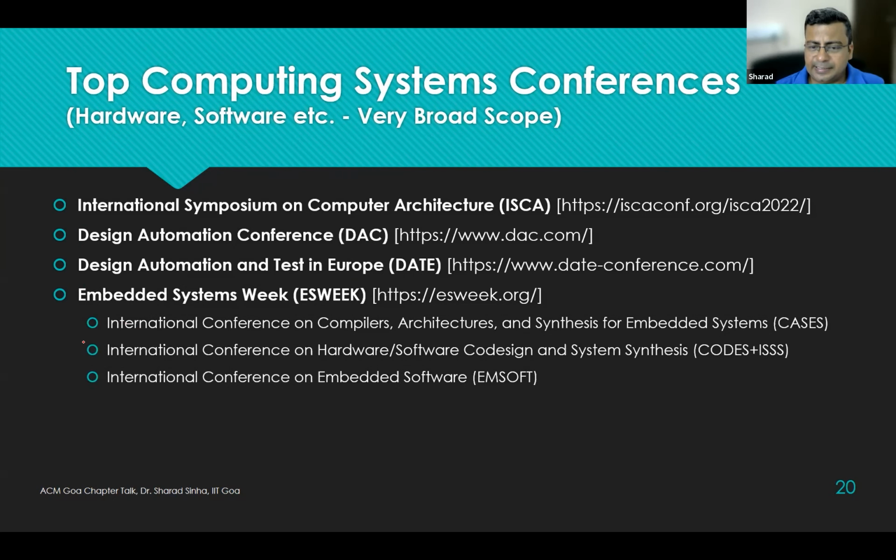This one is particularly interesting here. Embedded Systems Week is essentially a collection of three conferences, and the names of the conferences themselves are very interesting. So here is a conference on compilers, architectures, and synthesis for embedded systems. Just by the name, you can figure out that this conference targets embedded systems, but then targets compilers, architecture, and the design and development of such systems.